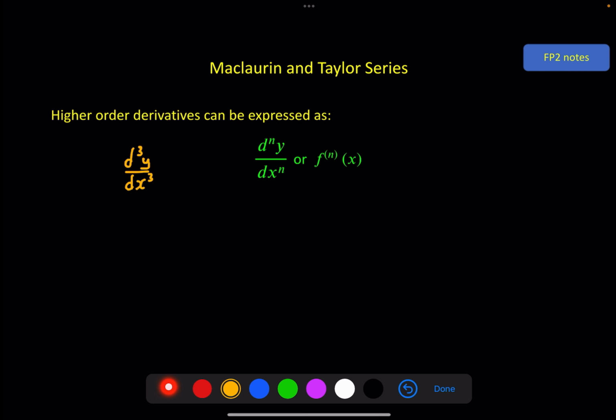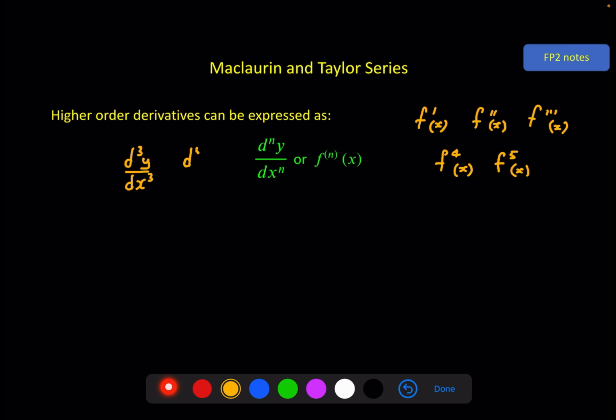Or in the f notation, first derivative f prime, second derivative double prime. Many people do the third derivative with a triple prime, and then after that they go on to simple numbers or even Roman numerals. So you can write it like this. With the dy by dx, it's pretty obvious. You just keep changing this number here. Fifth derivative would look like this.